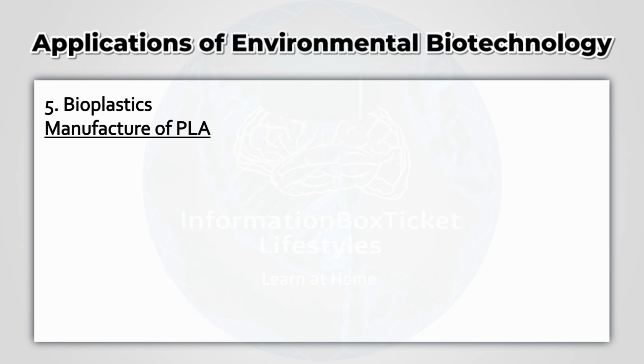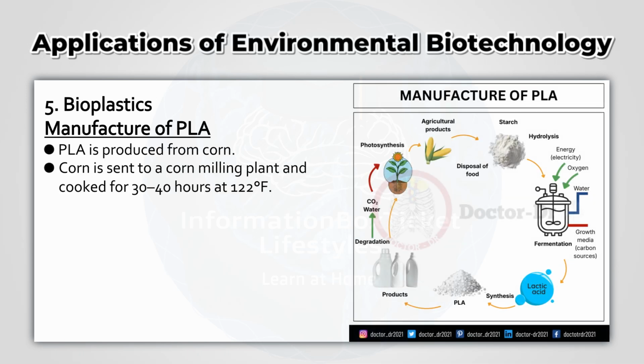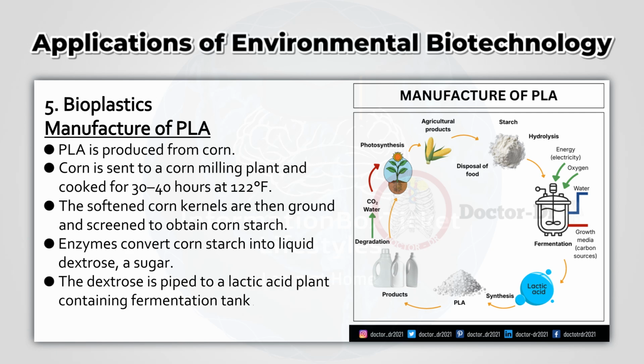Manufacture of polylactic acid. Polylactic acid is produced from corn. Corn is sent to a corn milling plant and cooked for 30 to 40 hours at 122 degrees Fahrenheit. The softened corn kernels are then ground and screened to obtain cornstarch. Enzymes convert cornstarch into liquid dextrose, a sugar. The dextrose is piped to a lactic acid plant containing fermentation tanks.